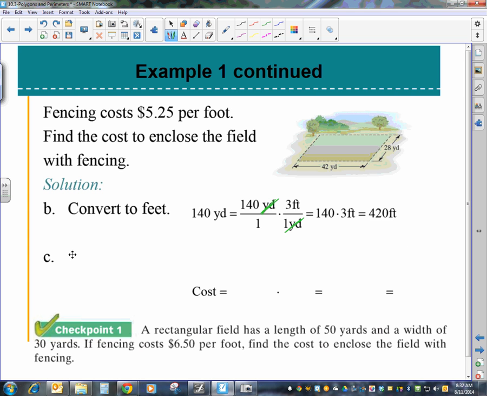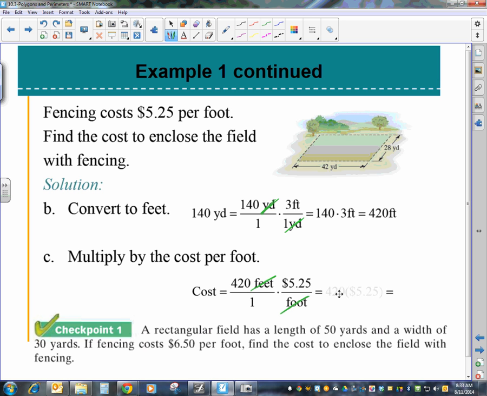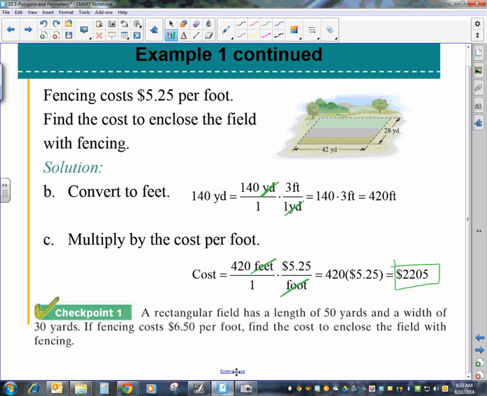So now I've got to find out the cost. My cost per foot is $5.25. So I'm going to start off with 420 over 1, times $5.25 per foot, and I'm doing that so that my feet cancel. That leaves me with 420 times 5.25, which equals $2,205.